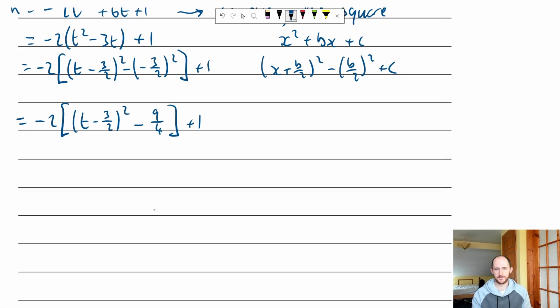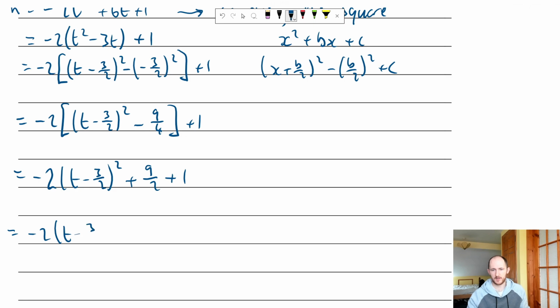Expand the brackets again. Again, I'm doing it every other line now just because I don't want to make it too cramped. Believe it or not, one of the biggest causes of lost marks in certain years was actually handwriting. Because examiners couldn't read it, they couldn't do anything. That would become plus 9 over 2. Again, just do negative 2 times minus 9 over 4 if you don't believe me. And it's still the plus 1 on the end. So let's just work it out. Minus 2 times t minus 3 over 2 squared, plus 11 over 2.